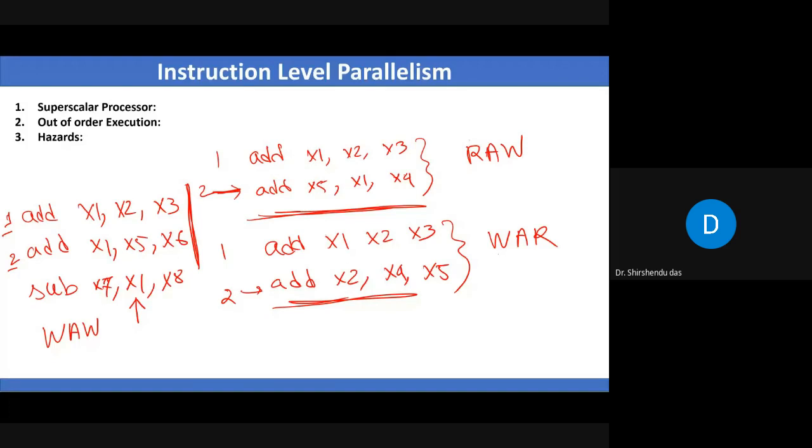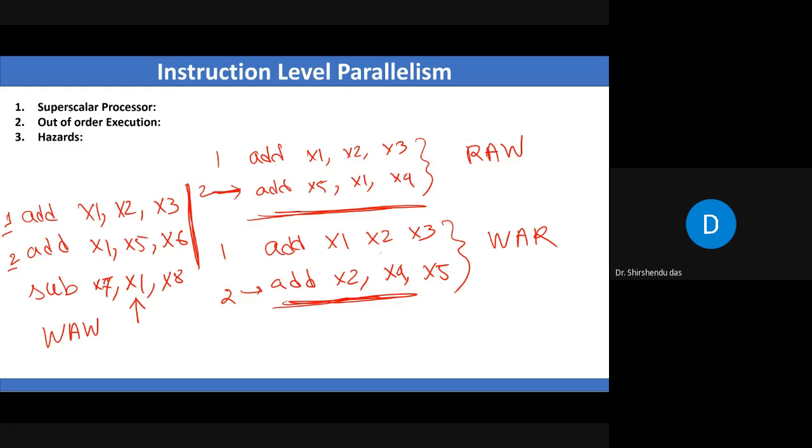For write after read, we should allow the first instruction to read before the second instruction writes. Otherwise, the value will be wrong again. This is called write after read hazard, and this is called write after write hazard. There are three types of hazard possible.